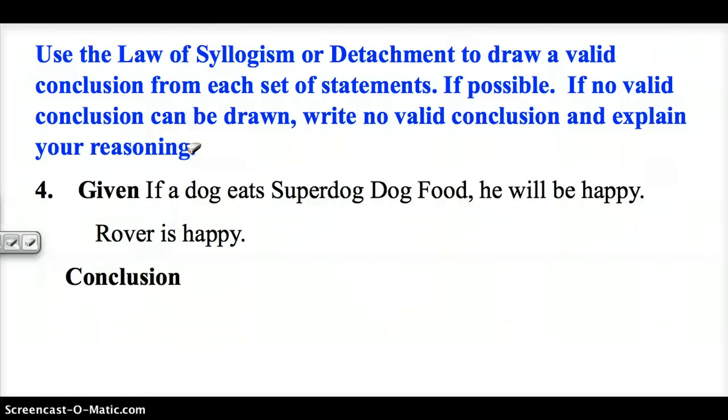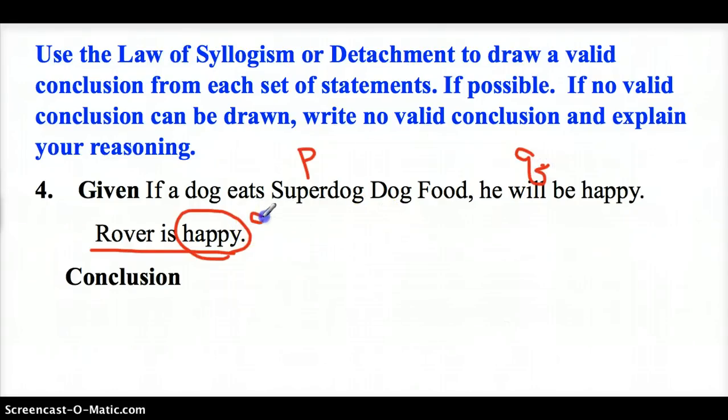Okay, so our example number 4 reads, given, if a dog eats super dog food, he will be happy. All right, I love it when they have it in if-then form because then I can identify my P and my Q pretty easily. This is my P and this is my Q. All right, Rover is happy. Okay, this is not an if-then statement and I cannot make it be an if-then statement. Happy has to deal with the Q. So this is the Q part.